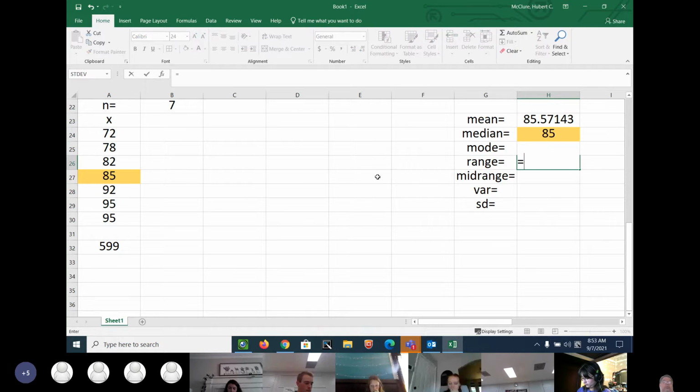Range is equal to the highest minus the lowest. And the mid-range is equal to the highest plus the lowest, or the lowest plus the highest. It doesn't matter because addition is commutative. Divided by 2.